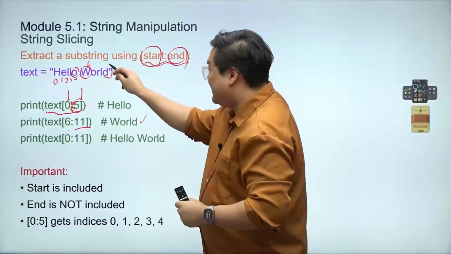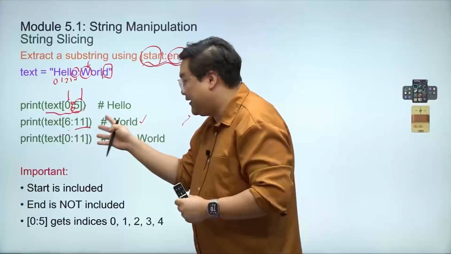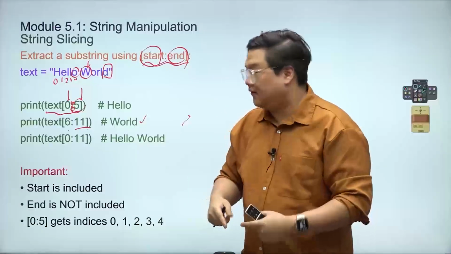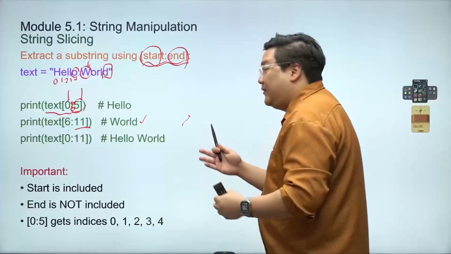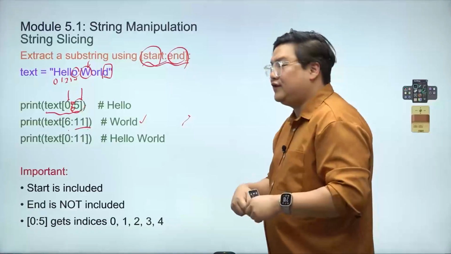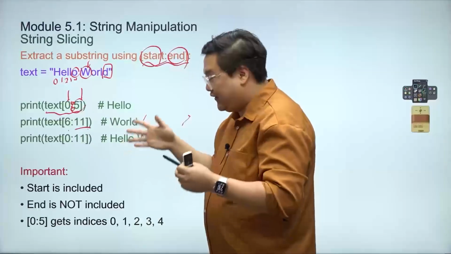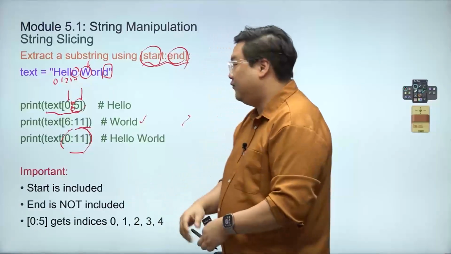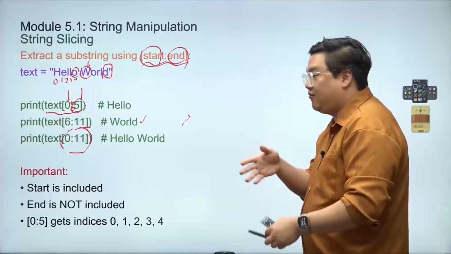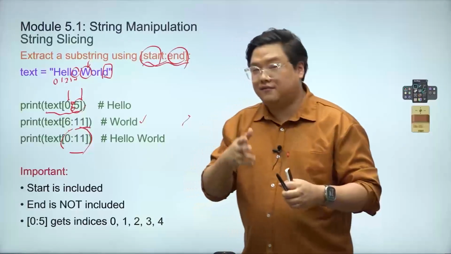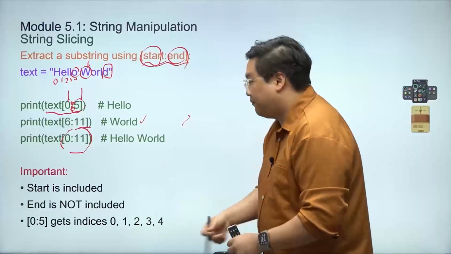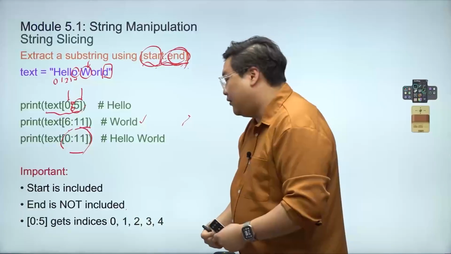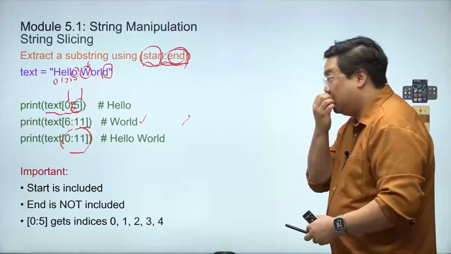Again, so the D is at index 10, right? So we need to designate it as index 11 so that we can bring the characters from 6 to 10, okay? Now, that means if we want to bring the entire string, well, there would be no reason to do that when we're taking a substring. But still, if we wanted to bring the entire string as a substring, then we would designate the indices as 0 to 11 so that it can bring the characters from 0 to 10. Okay, so very important. The start is included, but end is not included here. Okay, so 0 to 5 gets indices from 0 to 4, okay?